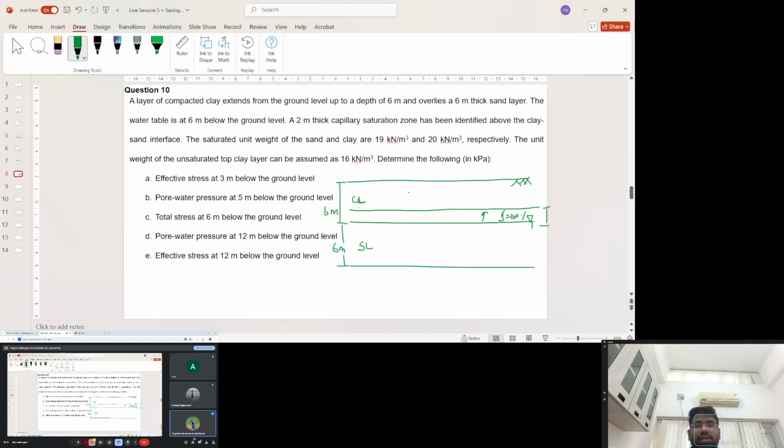And the characteristics of the soil are: here it is 16 kilonewton per meter cube, this is 20 kilonewton per meter cube, and this is 19 kilonewton per meter cube. Till now, any confusions? Please let me know.